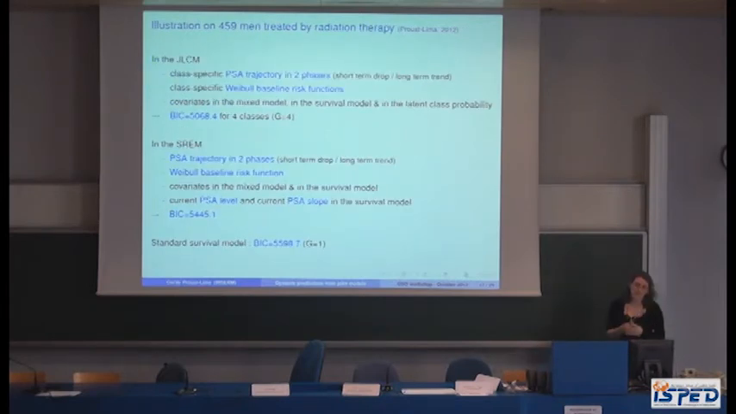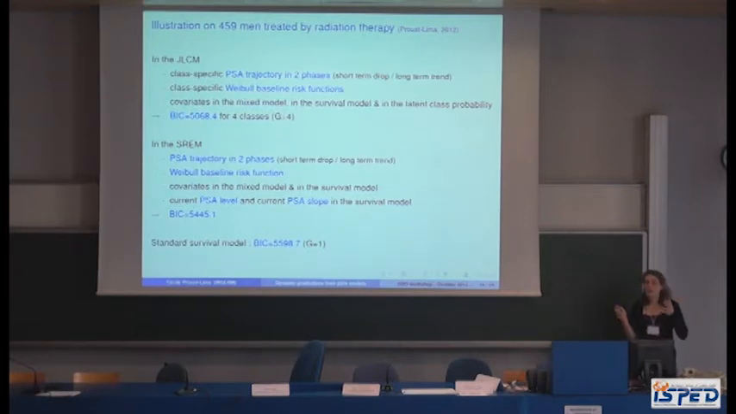So here is an example. It's an illustration, just 459 subjects, so it's just for the pedagogy. So we have a joint latent class model here and a shared random effect model here. I wanted to compare those two approaches using exactly the same structure of model. That means the PSA trajectory was in two phases, the short-term drop and the long-term rise. And I assume some baseline risk function for the time to clinical recurrence.